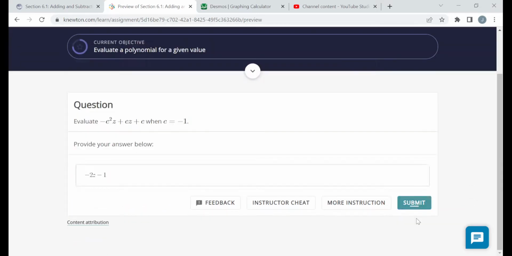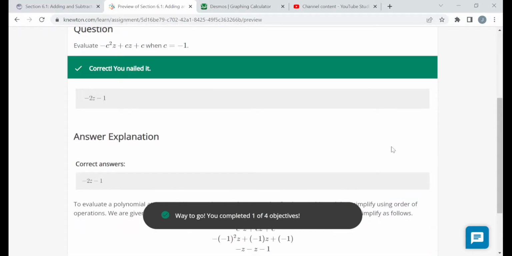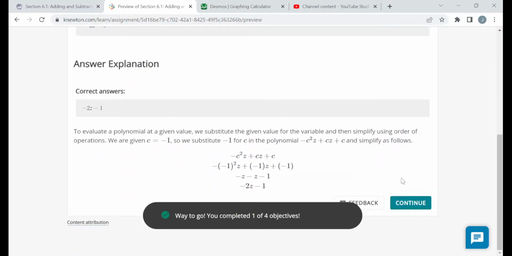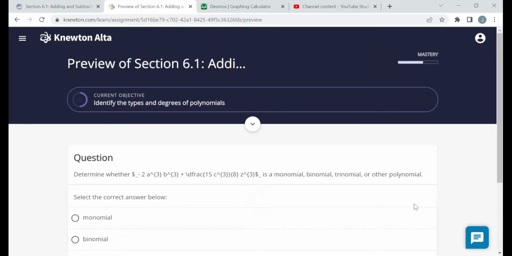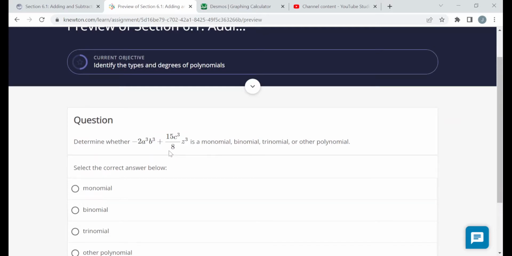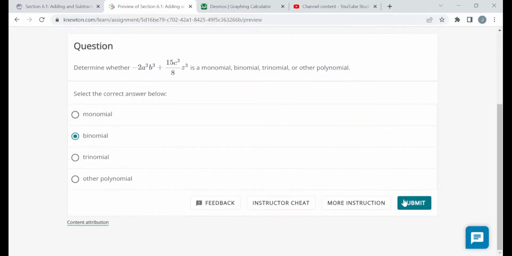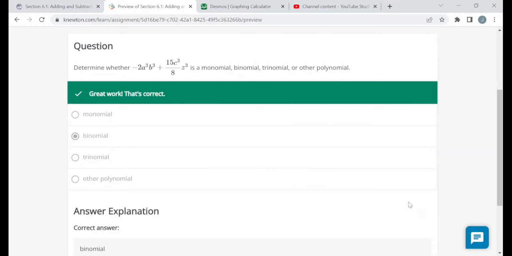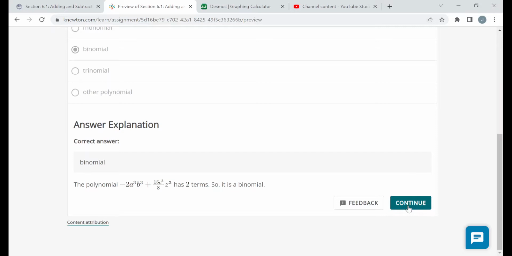And then after all the combining of like terms. All right. Now back to what I feel is the easy one. Is this a monomial, binomial, trinomial? It's the sum of two monomials. You have negative 2 times a cubed, b cubed, that's a monomial, plus 15/8 is the coefficient here, times c cubed, z cubed. Another monomial, so two monomials added together, that's a binomial. Again, easy enough.